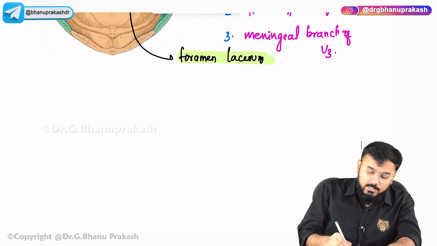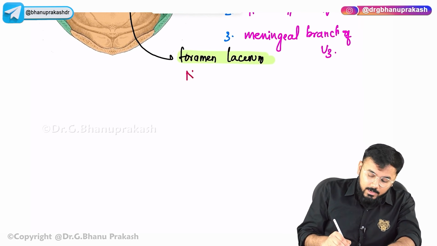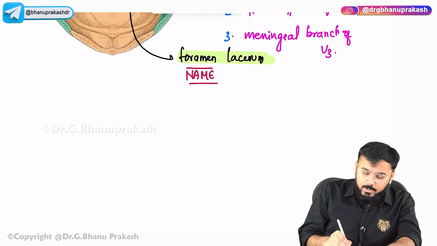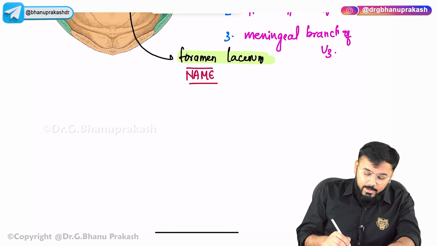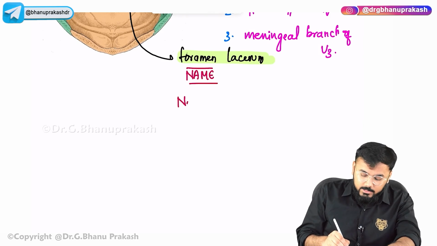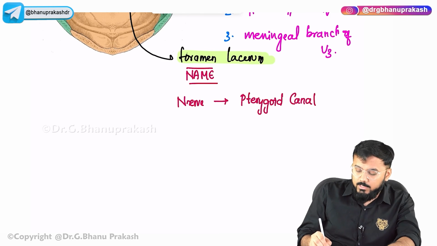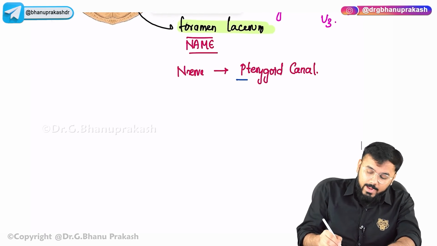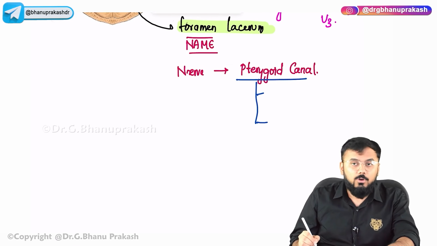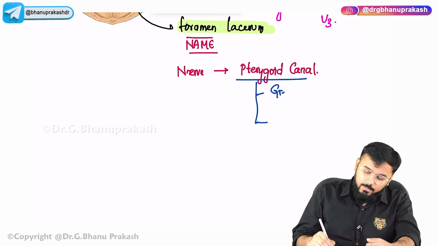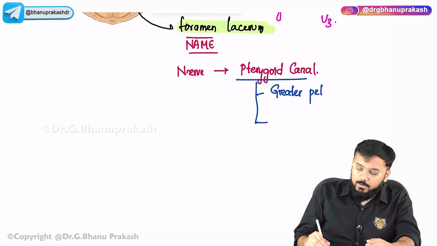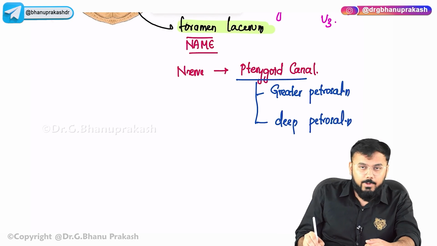Now when it comes to foramen lacerum, what structures pass through it? Remember the name: N-A-M-E. N stands for nerve to pterygoid canal. Within this pterygoid canal we have 2 important nerves. One is called the greater petrosal nerve, and another is called the deep petrosal nerve.